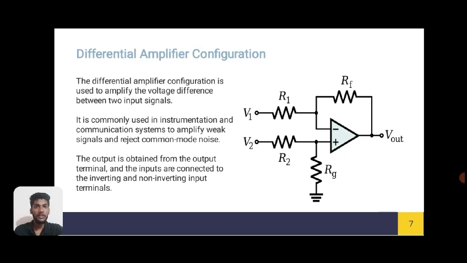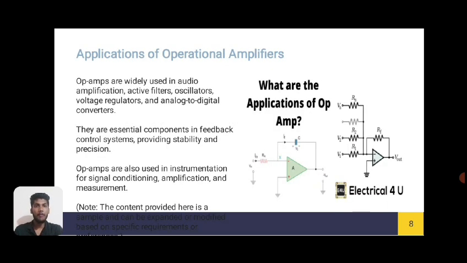And the next topic, applications of operational amplifier. Op-amps are widely used in audio amplification, active filters, oscillators, voltage regulators, and analog to digital converters. They are essential components in feedback control systems, providing stability and precision. Op-amps are also used in instrumentation for signal conditioning, amplification and measurement. What are the applications of op-amp? You may see in the diagrams.